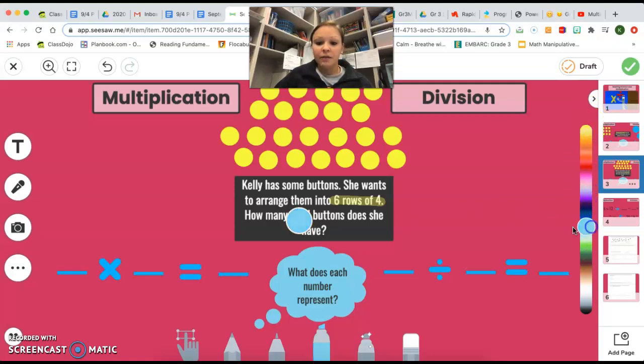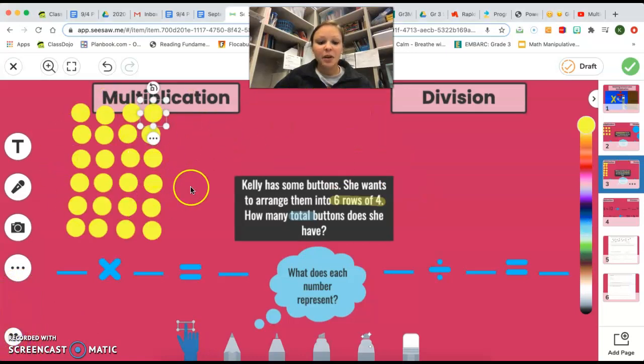We are looking for the total number of buttons. So since we're looking for the total, we're not solving a division equation, we are solving a multiplication equation. So I'm going to arrange these into 6 rows of 4. Okay, so now that I have my buttons arranged into 6 rows of 4, we can solve our multiplication problem.